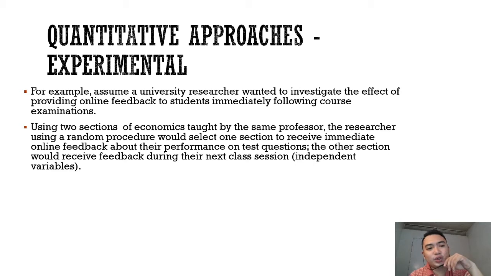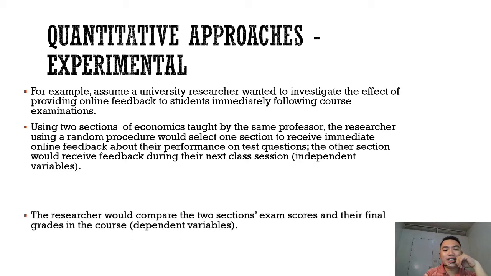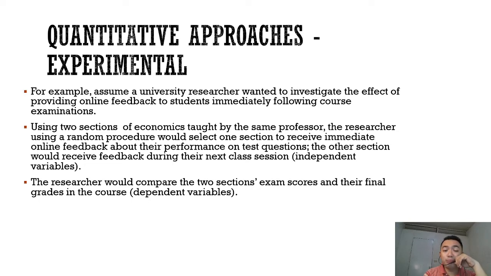So that is the independent variable. The researcher would compare the two sections' exam scores and their final grades in the course. So the dependent variable there is the final grades. The feedback is what we manipulate, which is the experimental treatment and the independent variable.